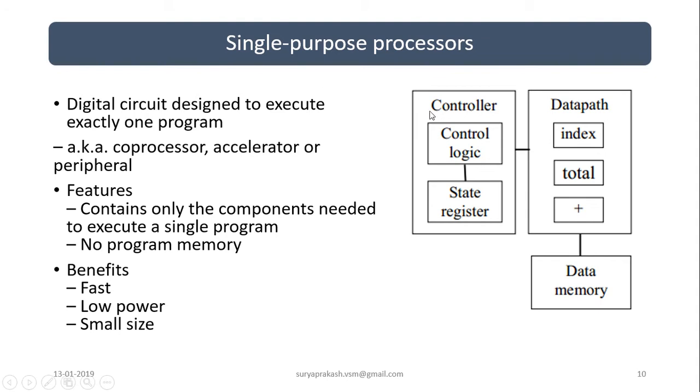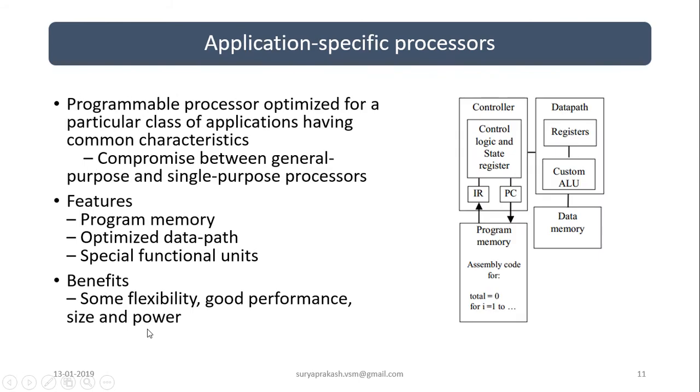A single purpose processor. In a single purpose processor, the digital circuit executes exactly a single program. The features: it contains only the components needed to execute a single program, with no program memory. There is no program memory available in the system, so you cannot feed any programs inside it, and you will have the controller, data path, and the data memory. The benefits are fast, low power, small size.